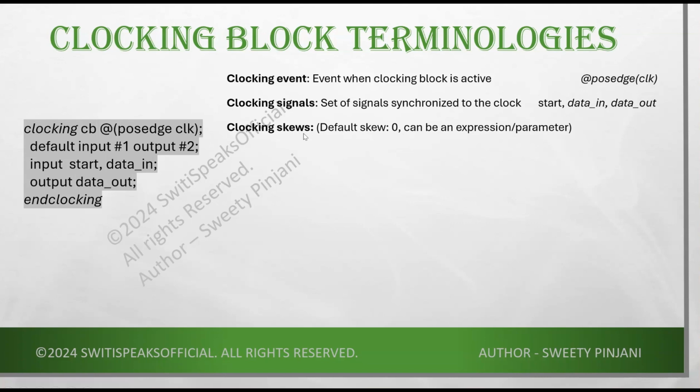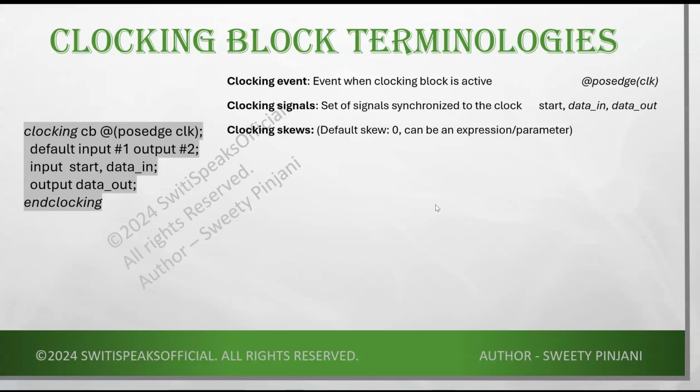Then I said we have clocking skews. Default we are specifying skew 0. If you don't specify anything, if you don't give any skew, the default skew is 0. For example, if I didn't specify any skew, then by default the clocking block will take 0 as input skew and 0 as output skew. And the skew can be in the form of an expression or a parameter also. You can specify your skews this way.